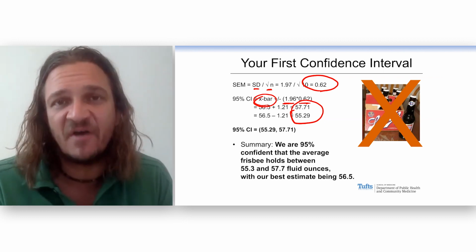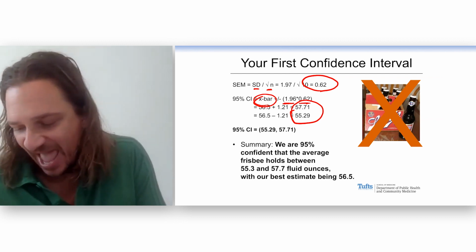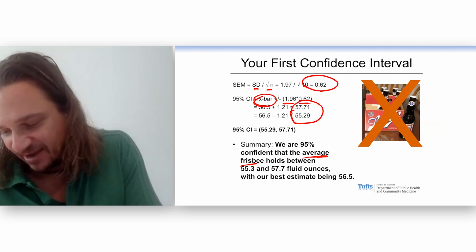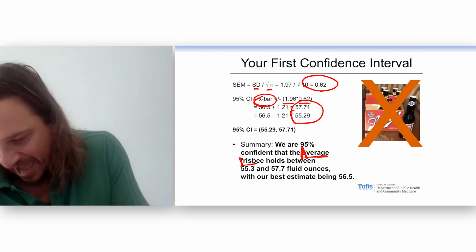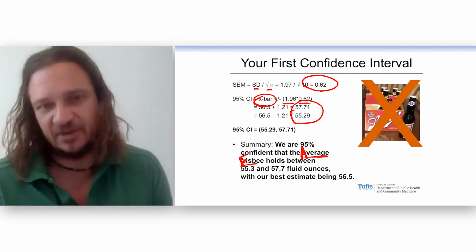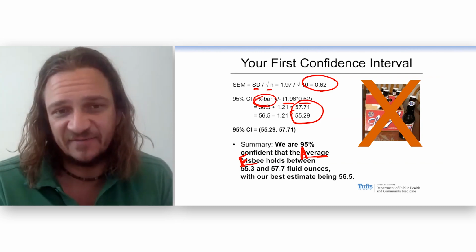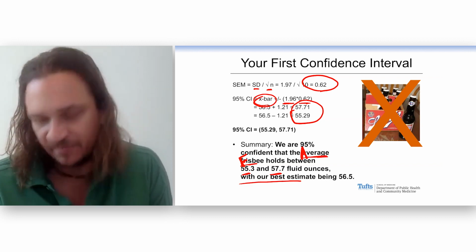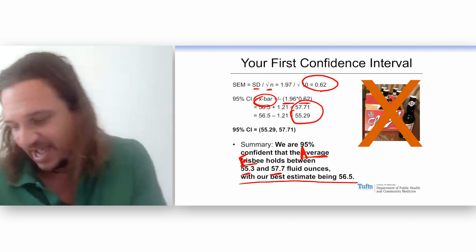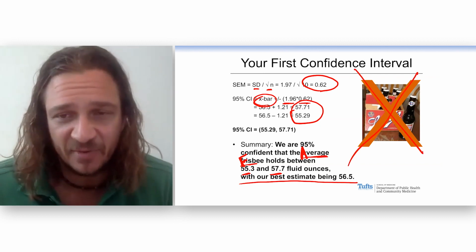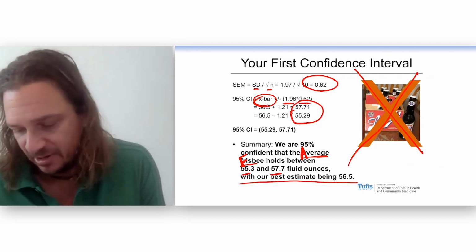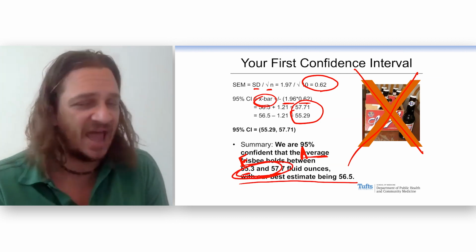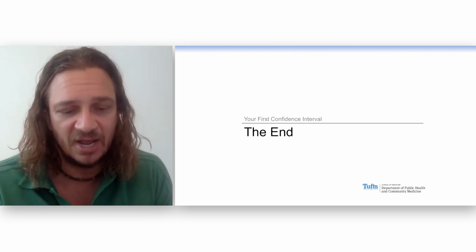We are 95% confident that the average Frisbee, and as you're learning this, maybe you can even take capital A, capital F, right? The average Frisbee holds between this and this, 55 and 57, with our best estimate being 56.5. What this means is that, look, in a 6-pack of beer, you'd have 72 ounces of beer. That's nowhere near what we think the truth is. So we could say, I don't think you can fit a full 6-pack of beer inside a Frisbee.